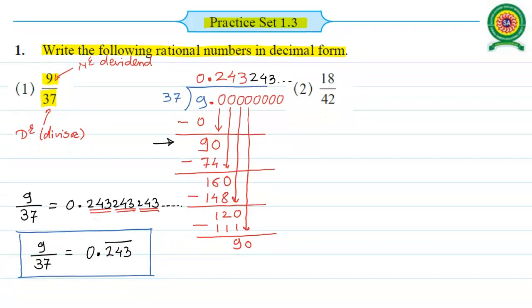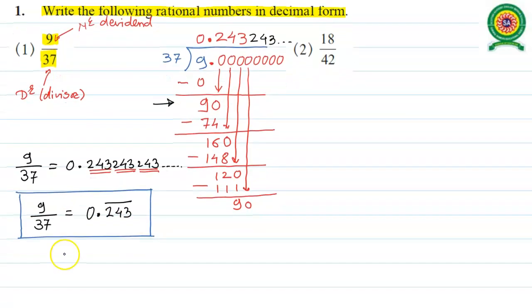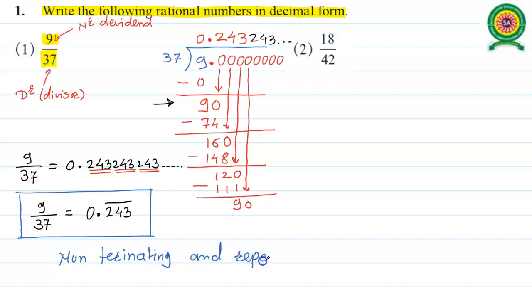Such types of decimals are known as non-terminating and repeating decimals, or repeating decimals you may call them.